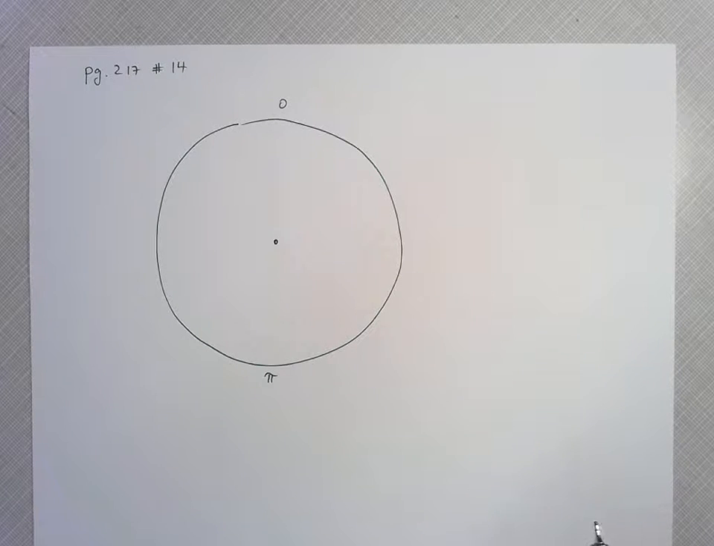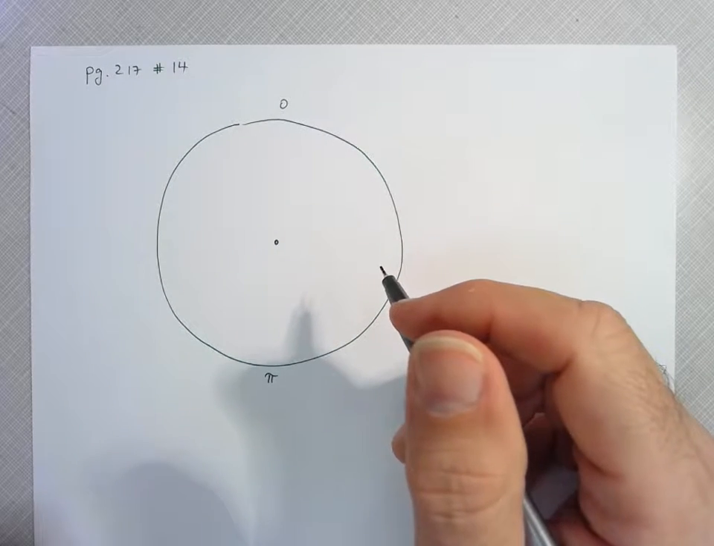Hi folks, we're going to take a look at the solutions to page 217, number 14. Okay, so here we're working with a radian clock.